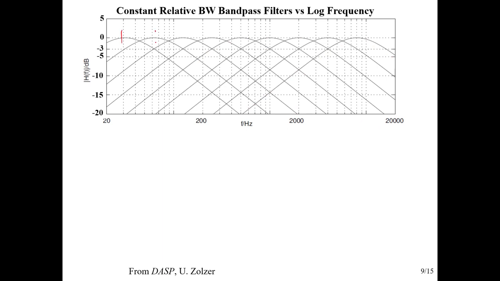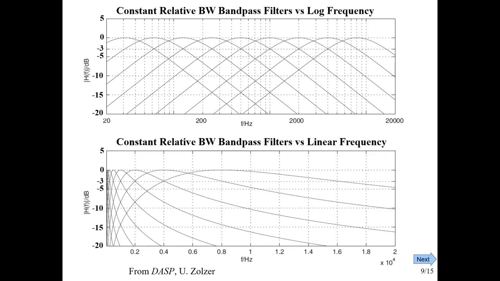So what do we have? 1, 2, 3, 4, 5, 6, 7, 8. We've got 9 different filters here. The thing that you see is on a log frequency axis, each of these shapes looks exactly the same. That just comes from how we've defined center frequency and bandwidth, and that we're making these constant relative bandwidth.